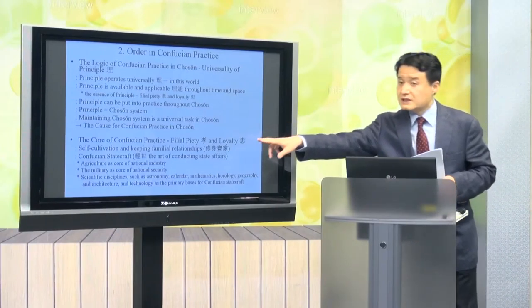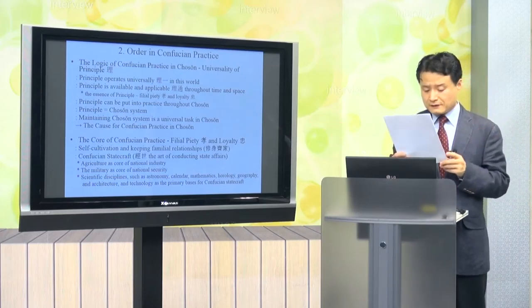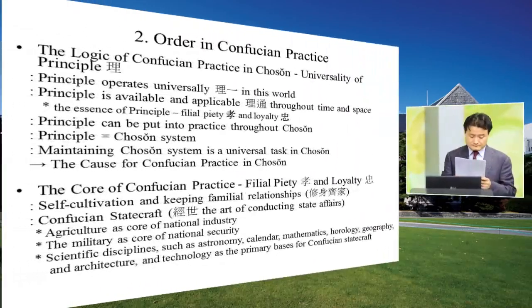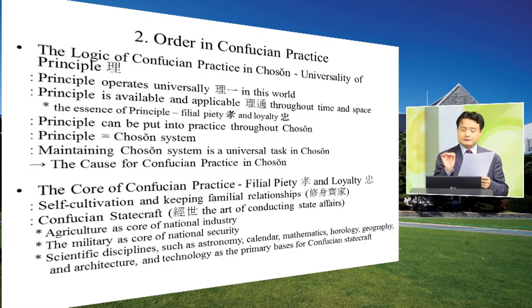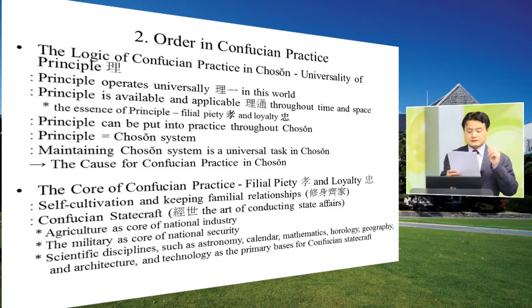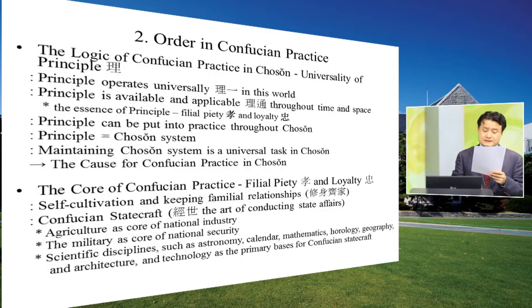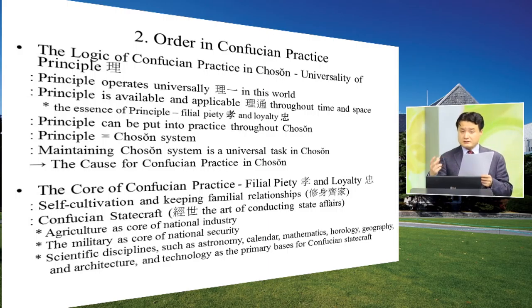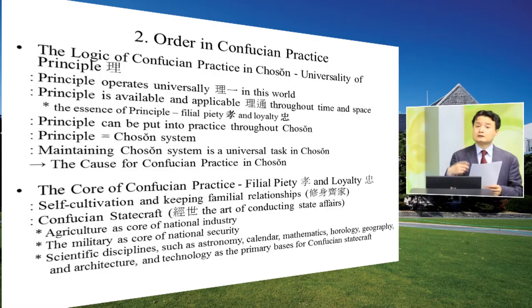Whereas the second one, the Confucian statecraft, here statecraft is the art of conducting state affairs. So Confucian statecraft was another important form of Confucian practice for loyalty. In Confucian statecraft, agriculture was the core of national industry. In Confucian statecraft, the military was the core of national security. What is more, scientific disciplines such as astronomy, calendar, mathematics, horology, geography, and architecture, and technologies, including military technologies, became a primary basis for Confucian statecraft.